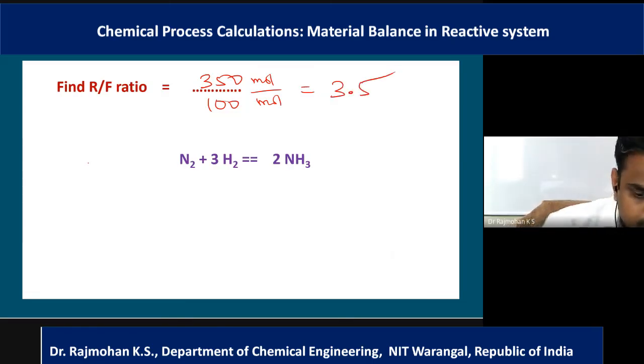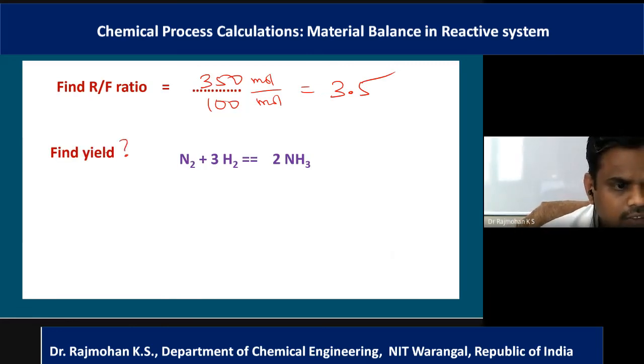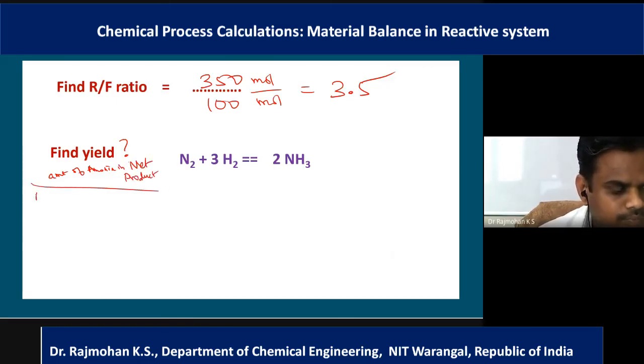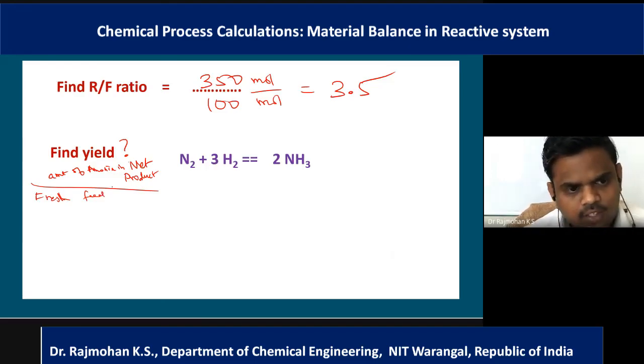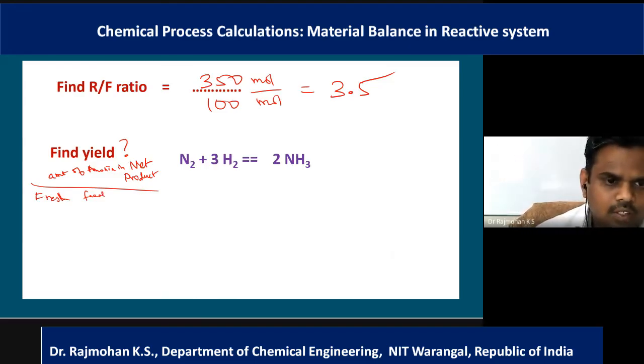Okay. So now we have to find the yield. How to find the yield? What is yield? Amount of ammonia in net product divided by fresh feed. That's how it is defined in the question, right? Fresh feed. Okay. So we can find the yield. Fresh feed is whatever it is.